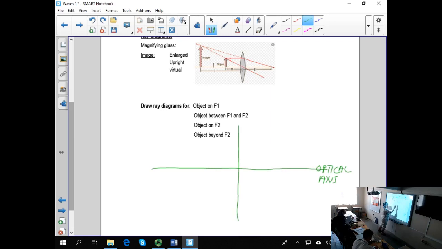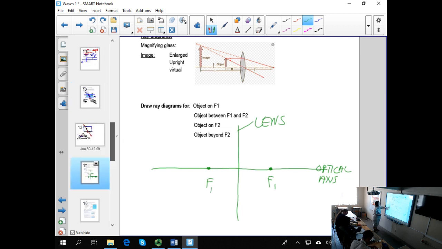We don't draw the shape of the lens as they have over there. So this would be the lens. Then we differentiate two points either side of the lens. We talk about the one point as F1, and we have an identical F1 point on the opposite side of the lens.